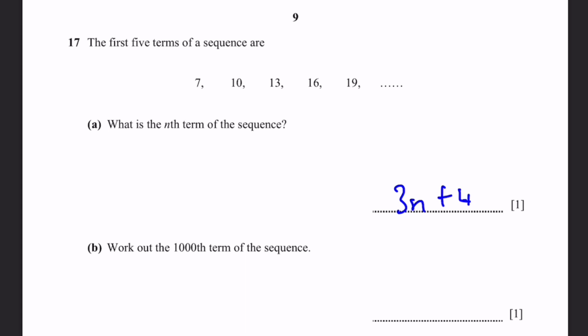B. Work out the 1,000th term of the sequence. We just substitute 1,000 as n. And we just work it out. 3,004. That's the answer. Question 18.